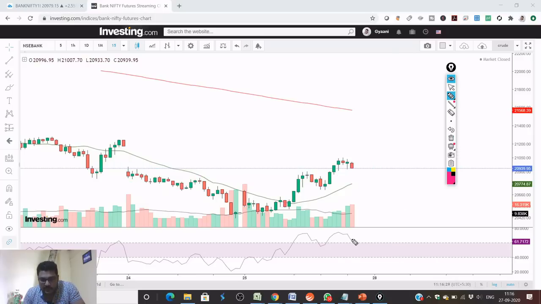And what is the RSI saying? RSI is also at 61, which is also a good sign. The previous bounce also came at this level, so we can expect the same thing to happen here. So it looks bullish on a smaller time frame.